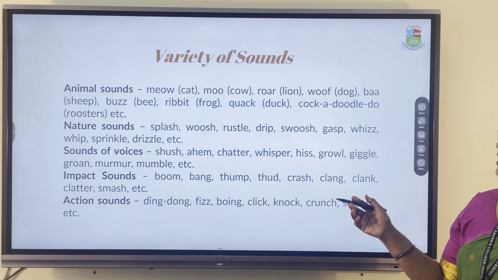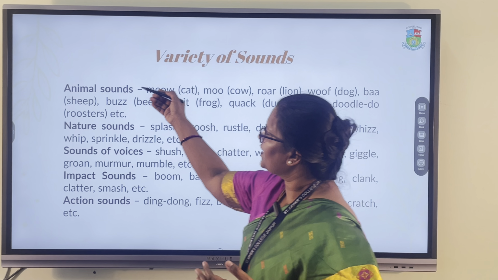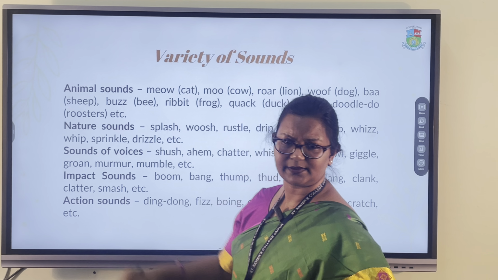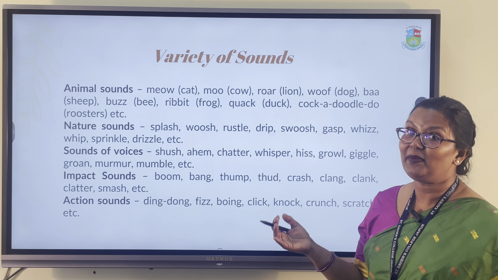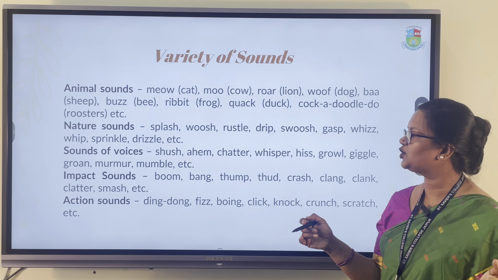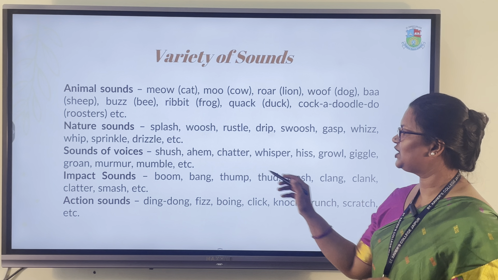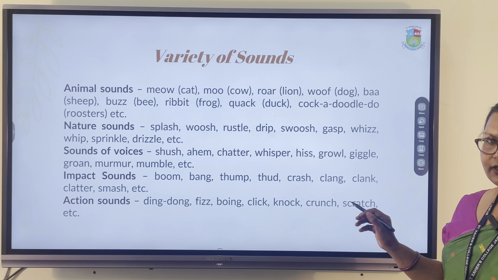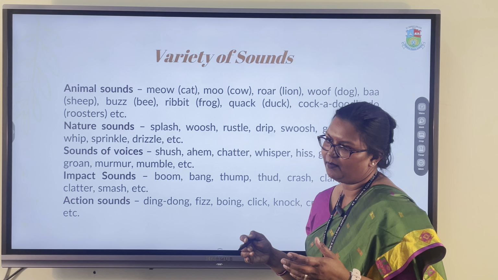Now, in onomatopoeia, you can have a variety of sounds. So there are animal sounds like moo of the cow, roar of the lion, buzz of the bee, or let's say cock-a-doodle-doo of the cock. There are nature sounds, that one we did just now, rustle, whoosh, swoosh, gasp, whiz, drizzle. Sounds of voices that we all make when we are discussing something or talking: shh, shh, chatter, whisper, hiss, growl, giggle, murmur, mumble.